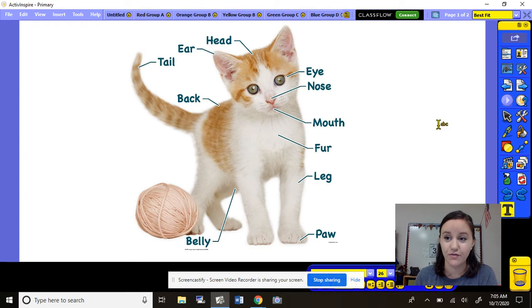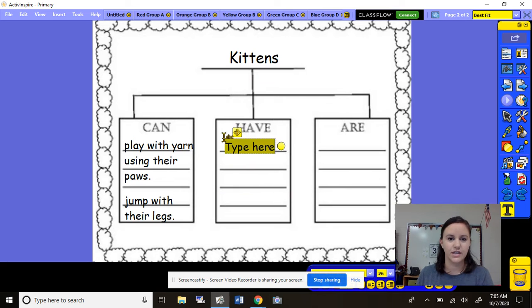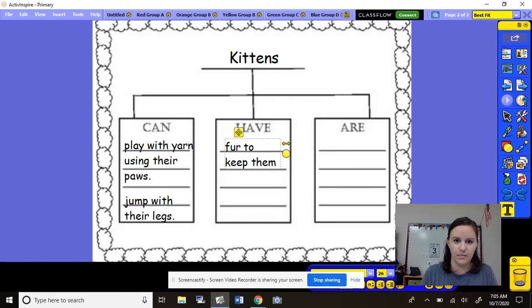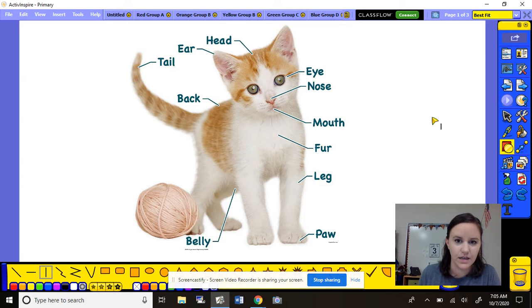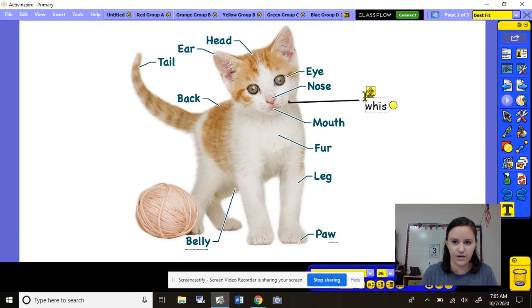Which one can I use? Fur. Let's do fur. Kittens have fur to keep them warm. It's not in my diagram, but I could certainly go back and add it. I don't have to have the same thing. You can't really see them, but I know they're there. So I can add to my diagram. I can always add things.